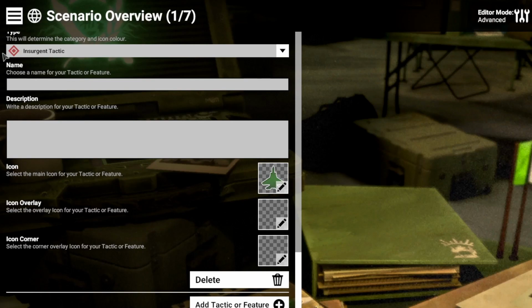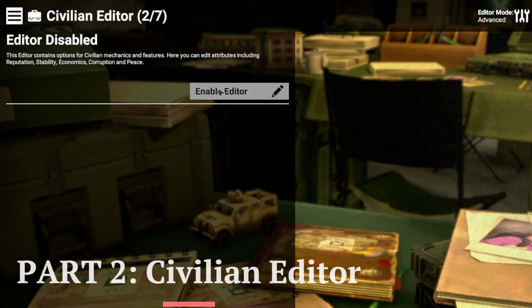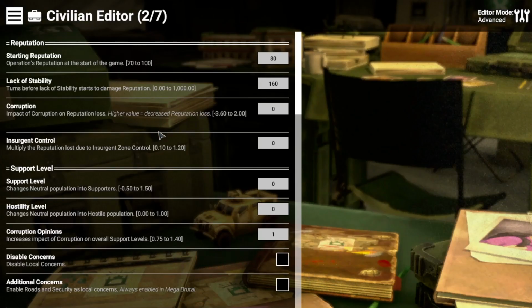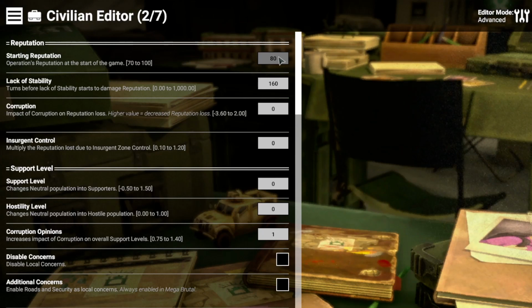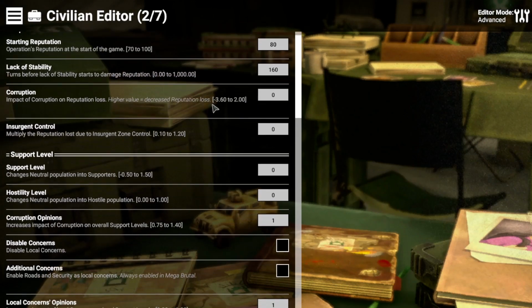Next up, civilian editor. Start reputation: whatever you put in as a value, in casual difficulty +10, normal difficulty +0, brutal difficulty -7, mega brutal -10. Lack of stability: time before the lack of stability reputation damage starts to ramp up. The default value is 3 years.